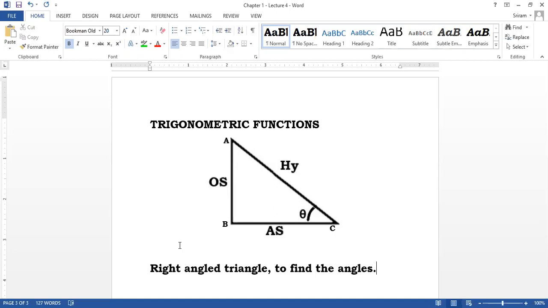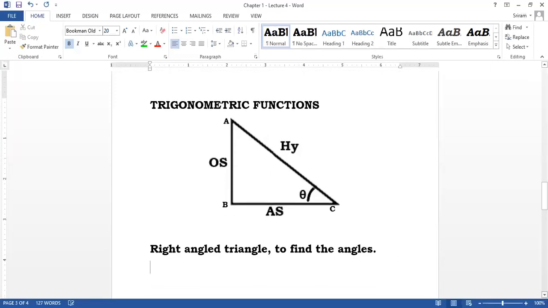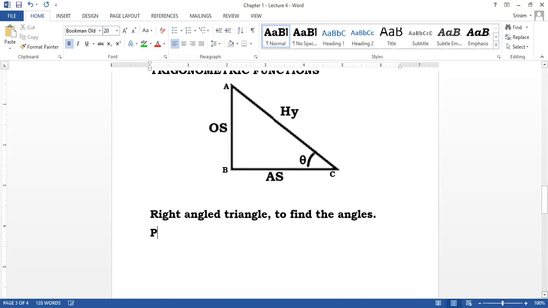How are we going to find that? The functions used to find the angles are called trigonometric functions. You studied this. You know that very well: when we have a right angled triangle, with respect to Pythagoras theorem, we know that very well.